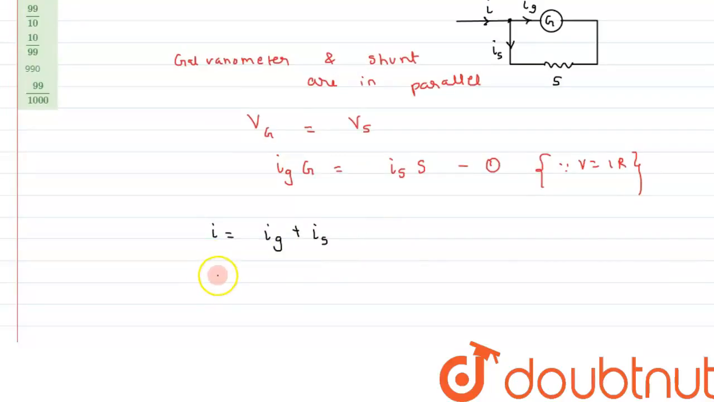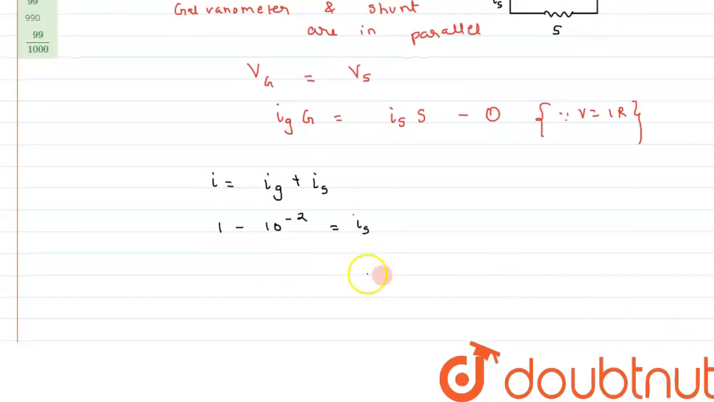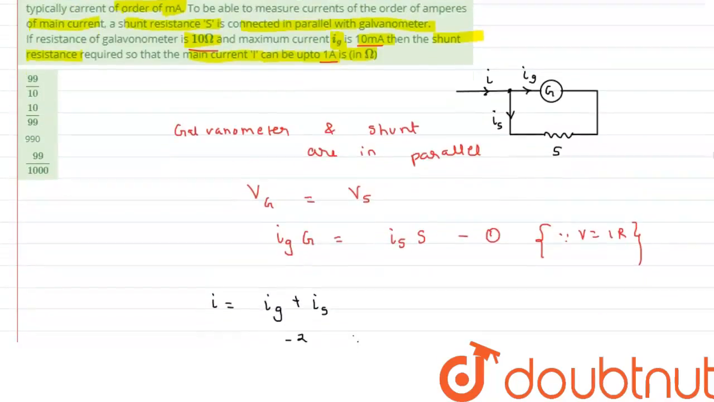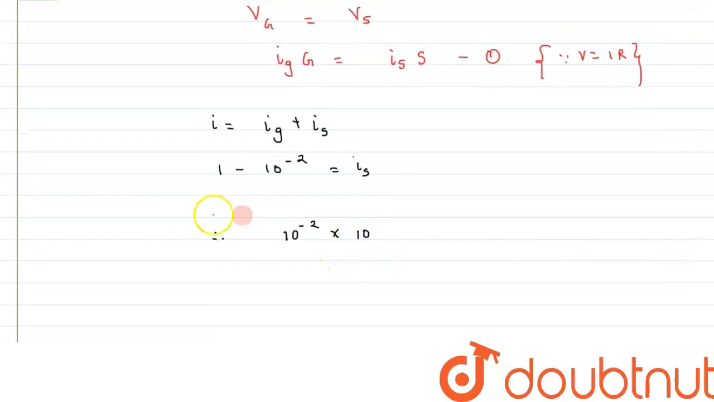The value of I is given as 1 ampere, and the value of Ig is given as 10 milliampere. If we subtract these values, 1 minus 10 milliampere, we get 1 minus 10 raised to minus 2, and this is the value of Is. Now if we substitute this value in the above equation, Ig is 10 milliampere, that is 10 into 10 raised to minus 3, that is 10 raised to minus 2, into G, the galvanometer resistance, which is given as 10. So here we are writing it from equation 1.